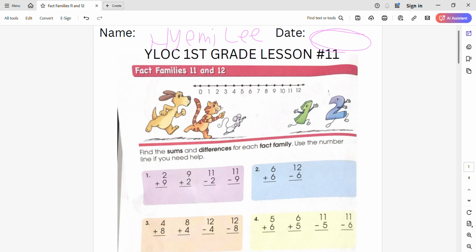So we are going to be going over fact families 11 and 12. We find the sums and differences for each fact family. Use a number line if you need help.